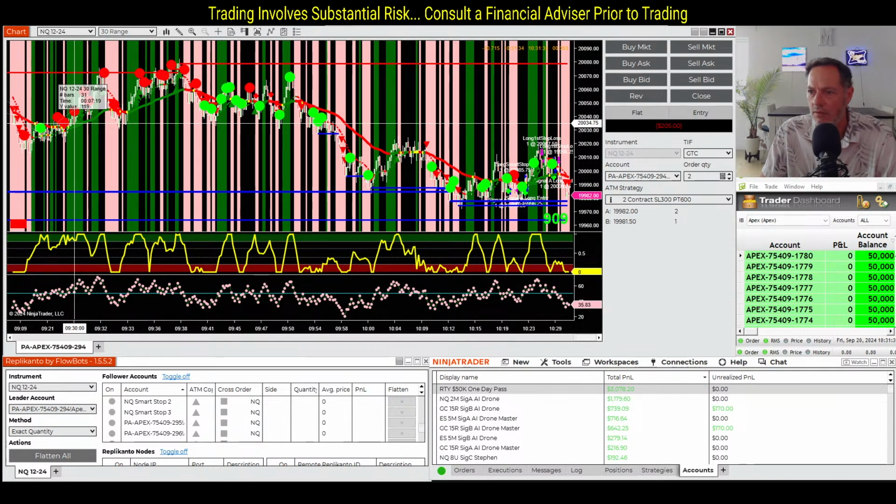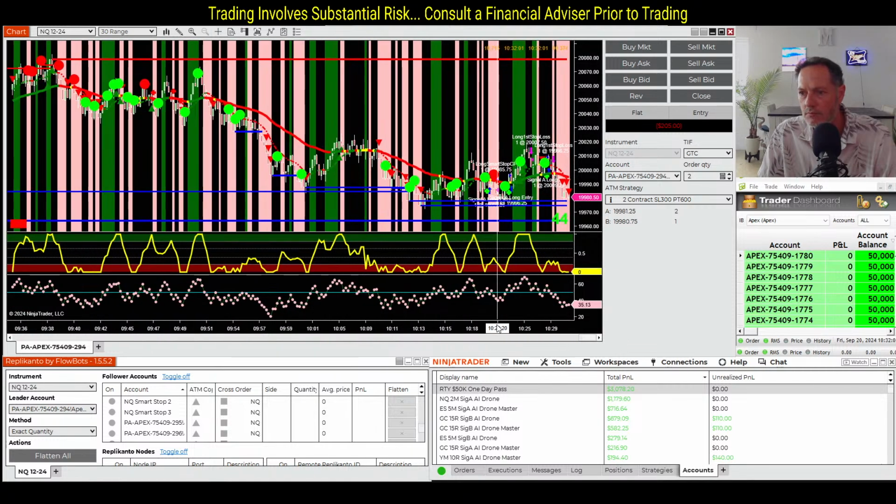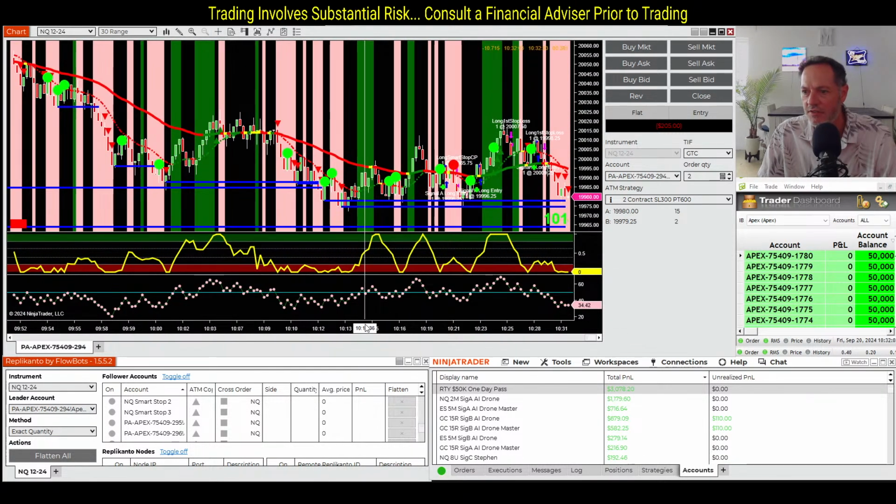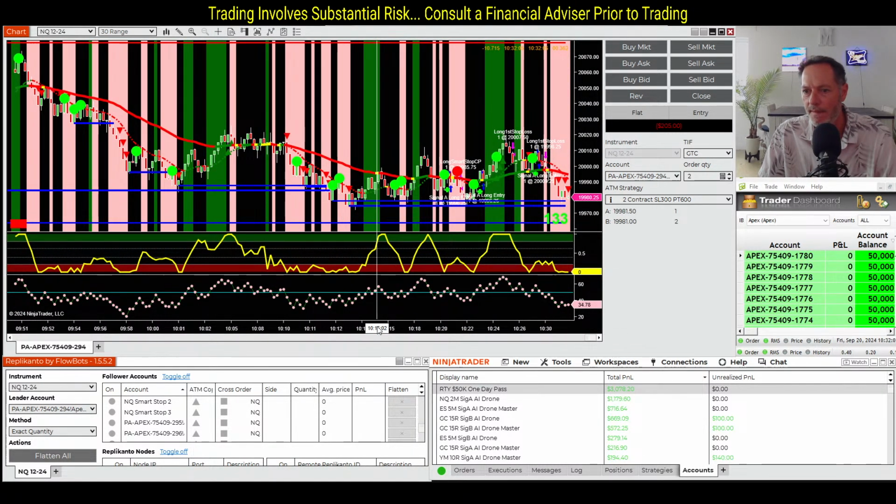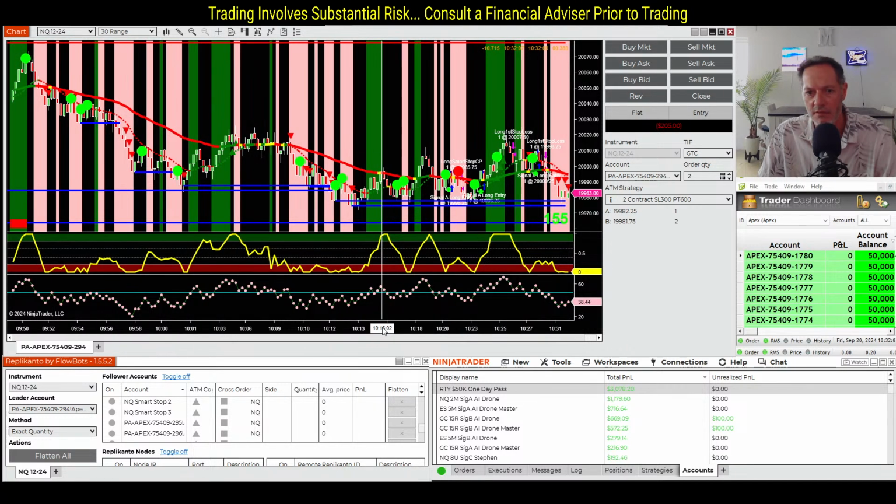We started the 9:30 at about 20,030, and we're 50 points off. So we're only talking about a 100-point swing this morning. It's no bueno, no good for us. See if it breaks this support here. Get things exciting a little bit.